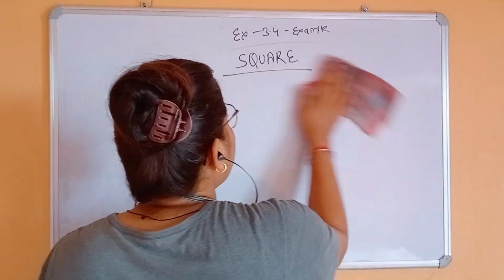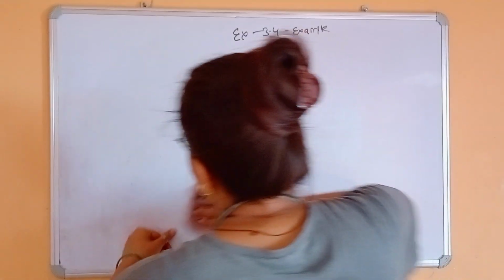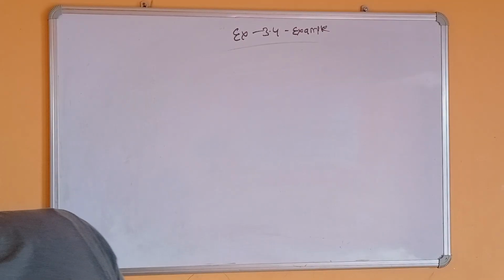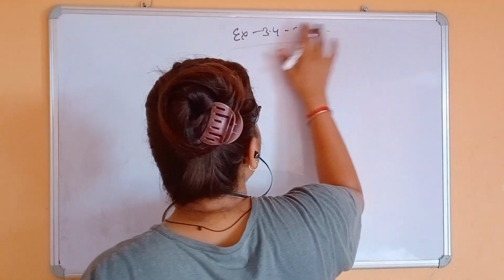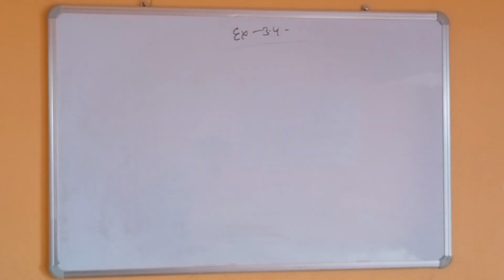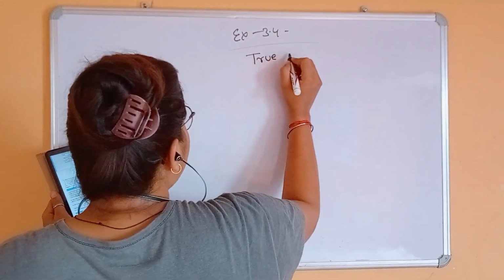So one by one we understand all things. First we saw in the previous video, now you understand all things. In the first example you understand, then you understand the exercise. So here it's not an example, here it's an exercise. What is written in the first question? State true or false.